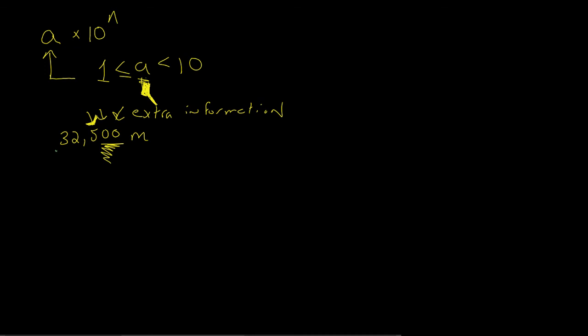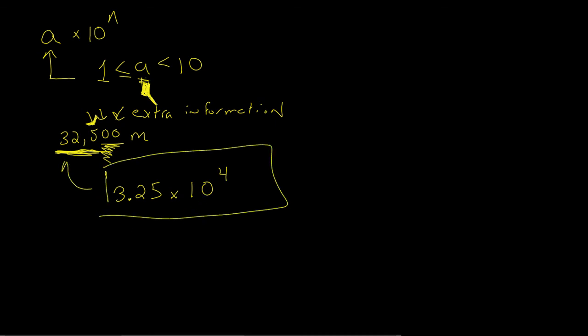So a scientist would go, well, if this, let me change it. No, I'll leave that. If the 325 is what matters, I'm just going to worry about the 325. Times 10 to the fourth. Well, this is the same number as this. But we call this scientific notation.